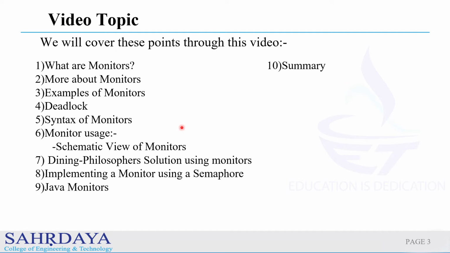Let's begin. So today we are going to cover basically what are monitors, more about monitors, and to understand these two topics, we are going to talk about some examples to understand it better. Then there is a process error called deadlock. I'll explain it in the coming slides. Then there's a syntax of monitors to program, of course. Then there is a monitor uses schematic view of monitors. I'll explain that also. Then this is very important, dining philosopher's solution using monitors. This is also coming in the upcoming slides. Implementing a monitor using semaphores, Java monitor, and then basically we'll summarize all this, and that is the summary.